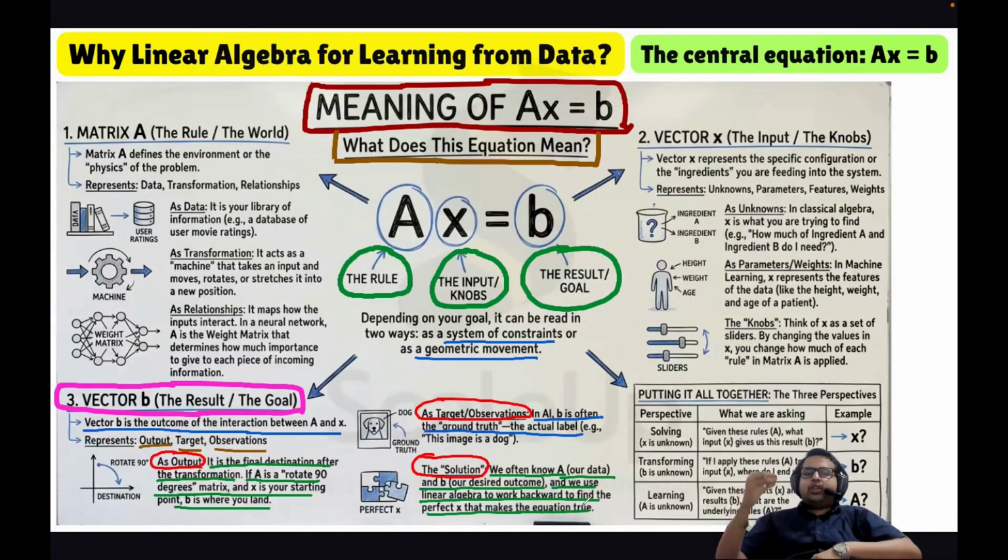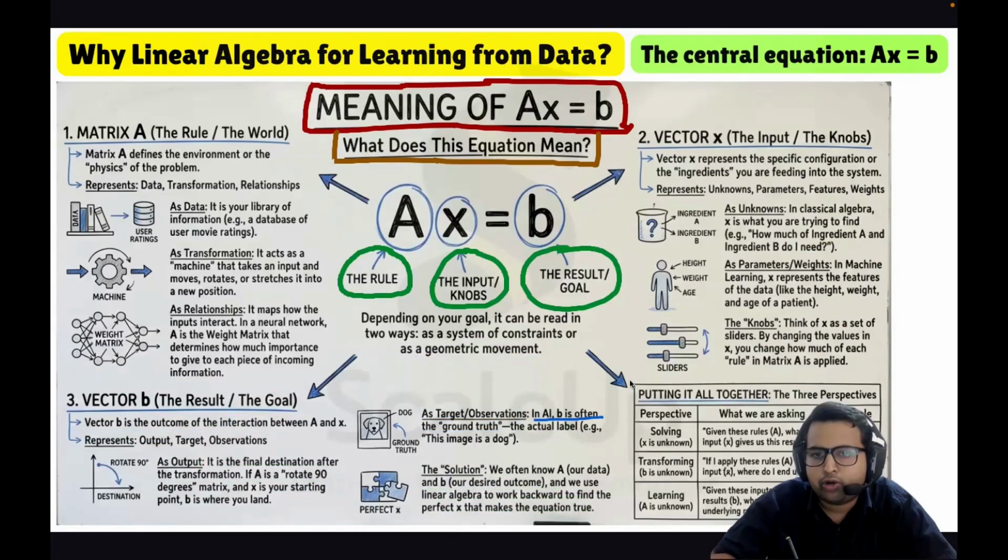So now it's very clear that vector b can represent output, the outcome of the interaction between A and x. When A and x interact, the result is what vector b is representing. Vector b can represent target or observations, the ground truth in artificial intelligence, the actual label, and it can also represent the solution. So using this and the matrix A, we can find the unknown vector x.